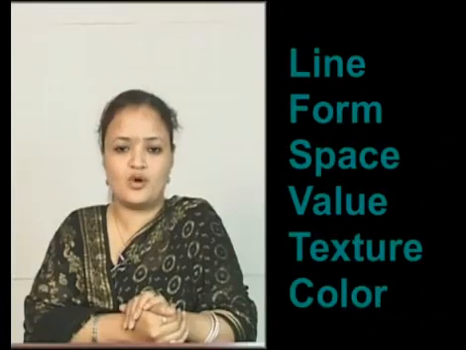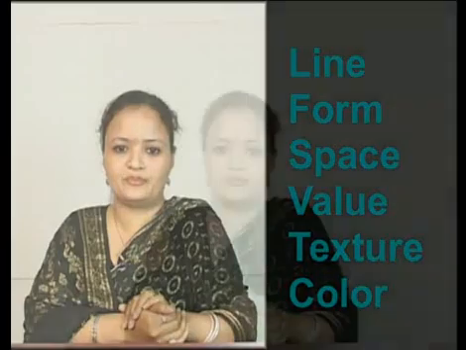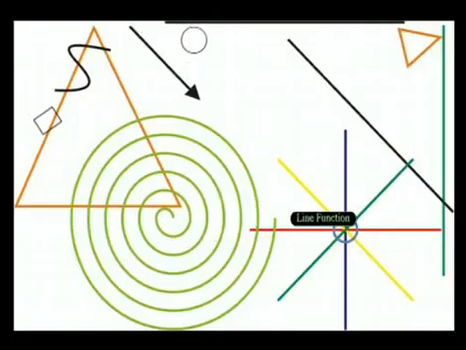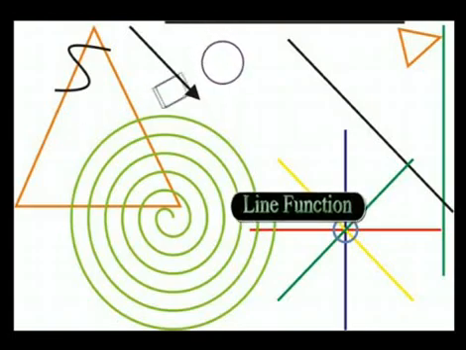Welcome. Today we are going to talk about Unit 2, the elements of painting, which consist of line, form, space, value, texture and color. In lesson 3, we will learn about line, form and space. And in lesson 4, we will tell you about value, texture and color. Lesson 3. Today, we will start with line function.